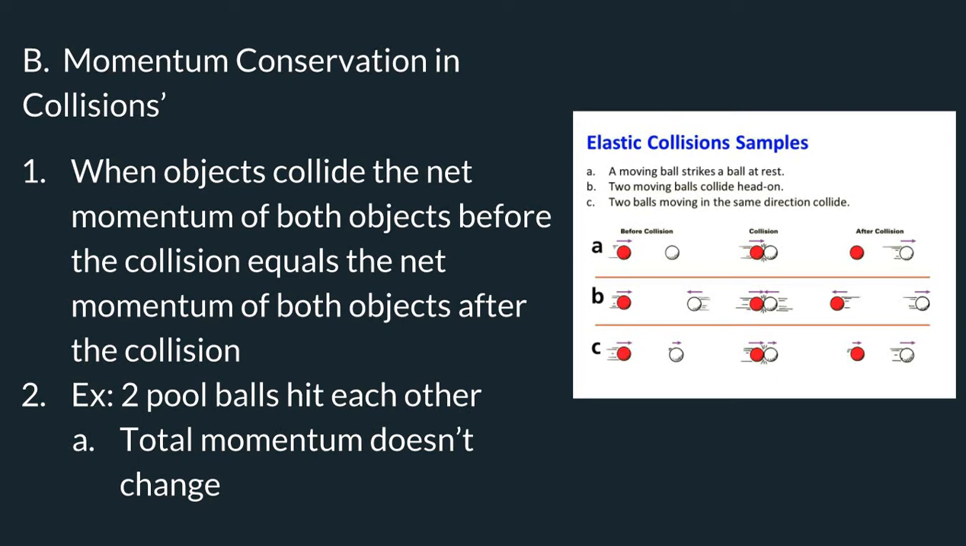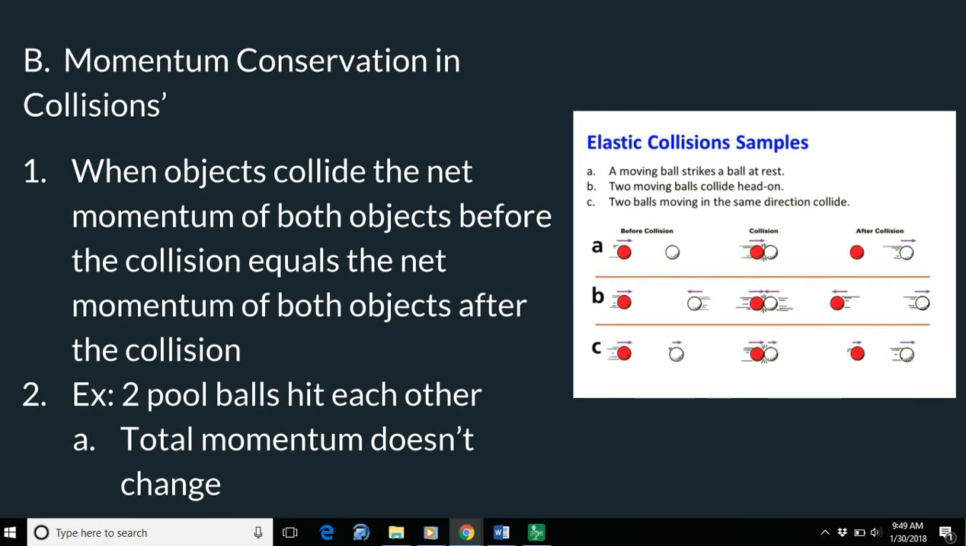And the last one, if the 2 balls are moving in the same direction, what can happen is some of the momentum from the red ball, which was going faster, gets passed to the white ball. And now if you look, you can tell by the larger arrow here, the white ball is moving faster.